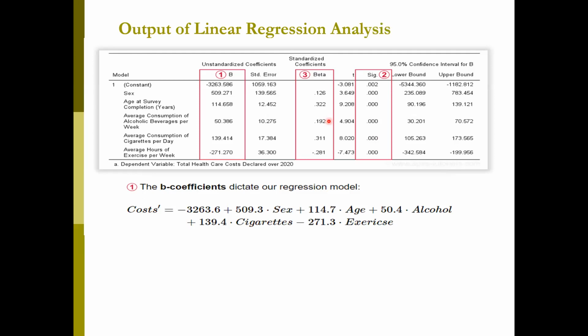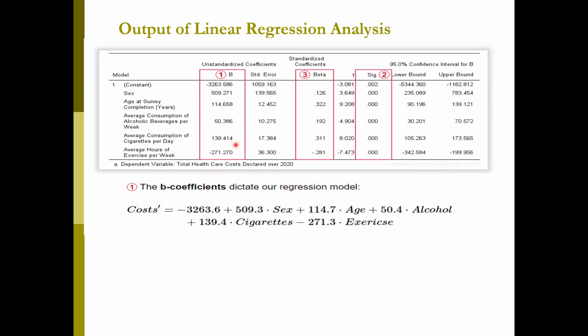Again, how do we write the equation? Remember, our dependent variable cost is equal to, look at the constant term. It is negative, so we write the whole constant term starting with a negative. Look at that of sex. The sign before it is positive, so that is why it is positive. Look at that of age, for the unstandardized coefficient. It is positive, 114.658. That is why we have the positive sign.